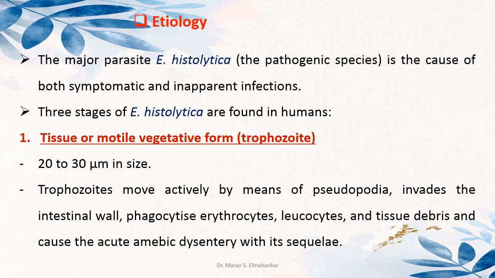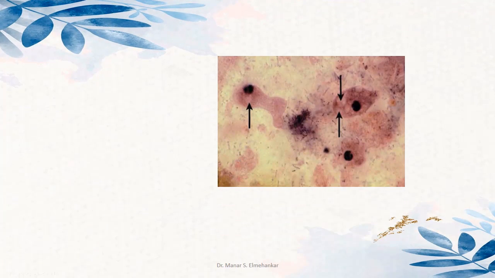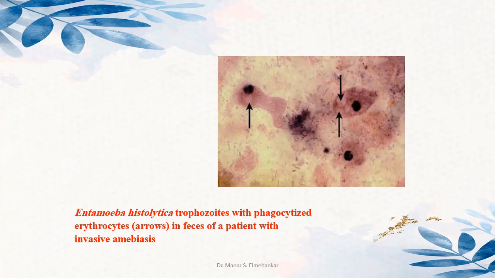The first stage is the tissue or motile vegetative form, which is called the trophozoite. Its size is about 20 to 30 microns and it moves actively by means of pseudopodia. It invades the intestinal wall and phagocytoses erythrocytes, leukocytes, and tissue debris and causes acute amoebic dysentery with its complications. This picture shows Entamoeba histolytica trophozoites with phagocytosed erythrocytes.